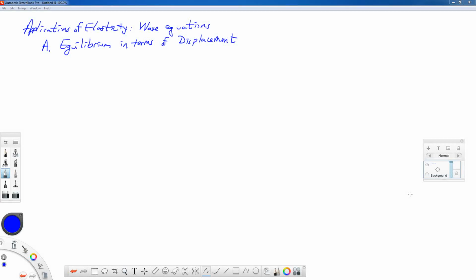In this lecture, we're going to do some applications of theory of elasticity to the wave equation, talking about stress waves in solids. And in this particular lecture, we're going to focus on writing the equilibrium equations in terms of displacements. We'll see why we want to do this when we get to the wave equation in a little bit. But first, let's start off reviewing what our equations of motion are for a continuous body.